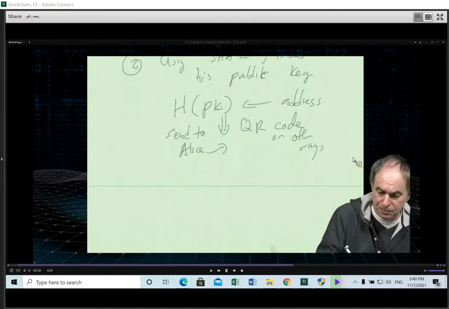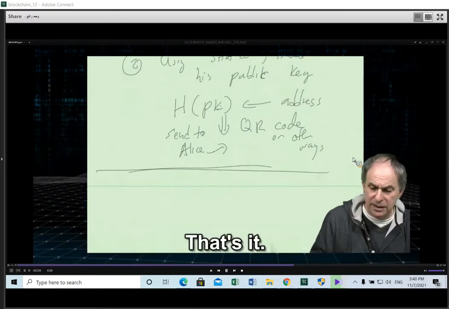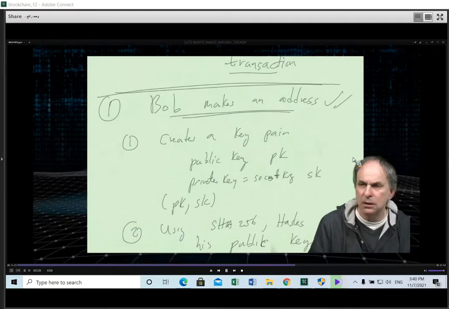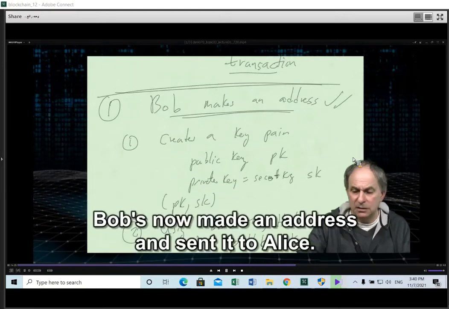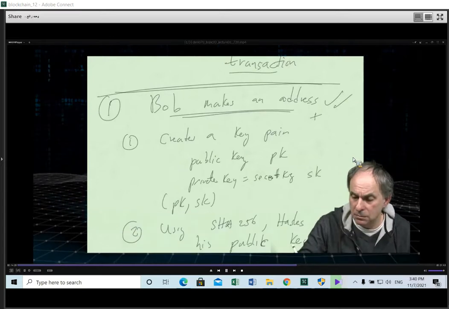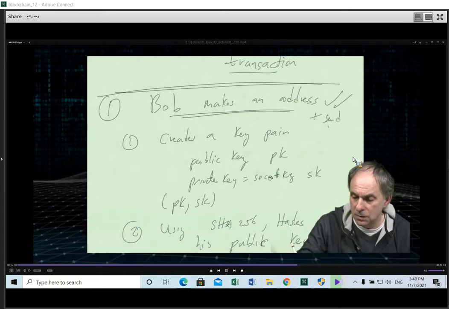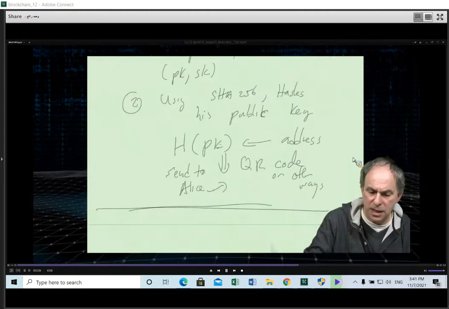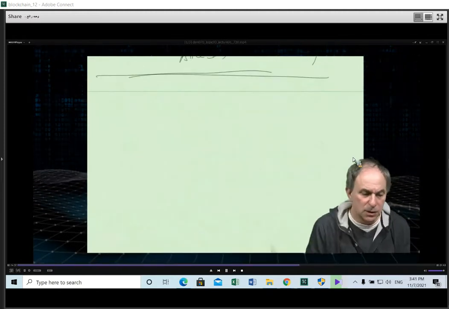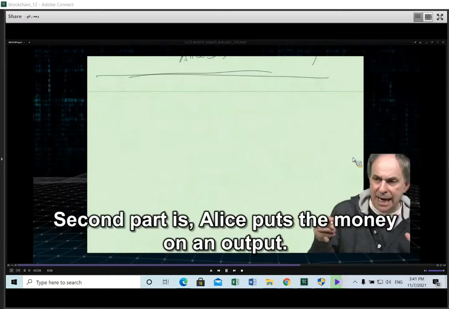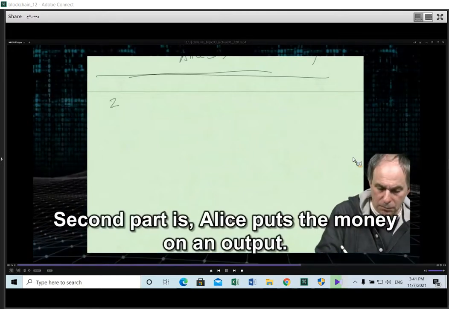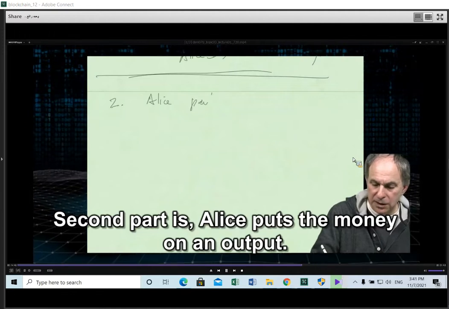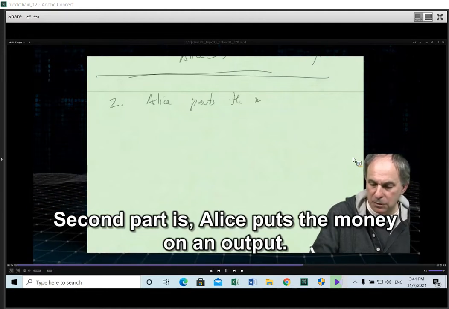Okay, so that's it. I've now done step one. Bob's now made an address and sent it to Alice, and we're done with that bit. Second part is Alice puts the money on an output.